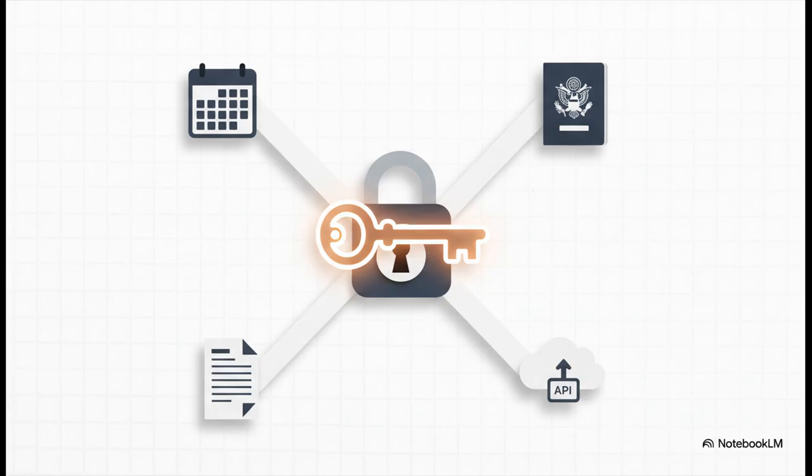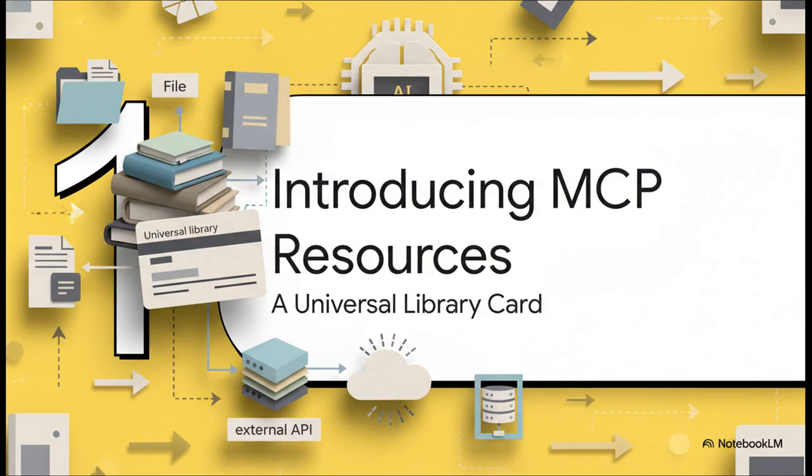Okay, so let's really dig in here. Honestly, the best way to wrap your head around a resource is to think of it like a universal library card, but for your AI. It gives the application one single, consistent way to check out any piece of info it needs. And it doesn't matter if that info is living in a file, a database, or some random API.